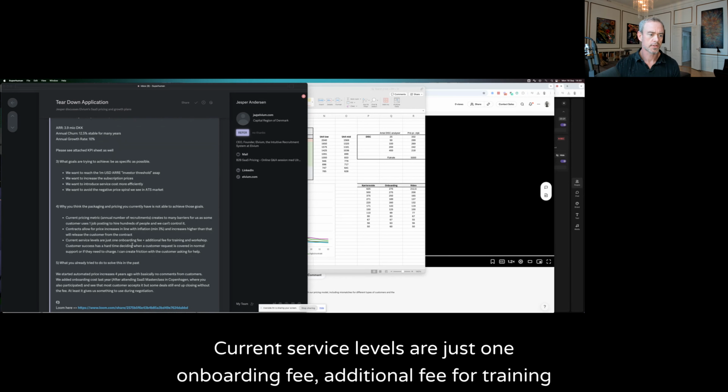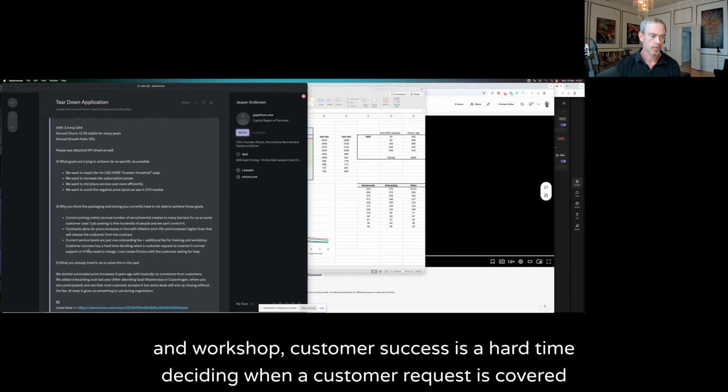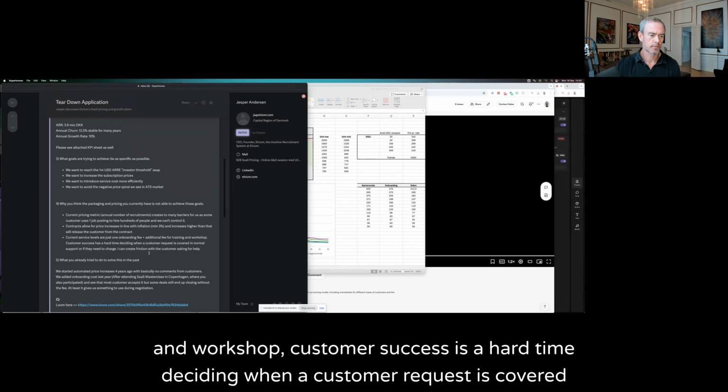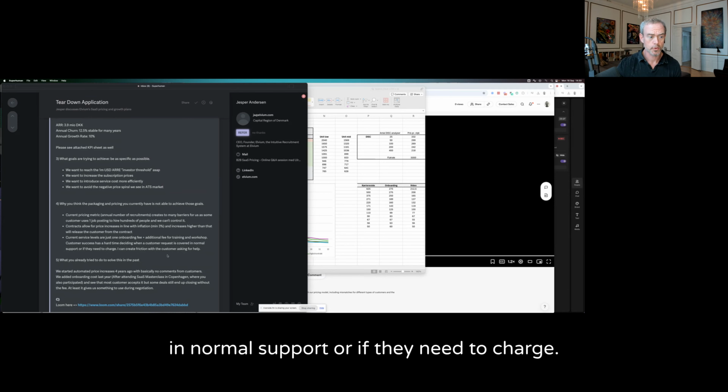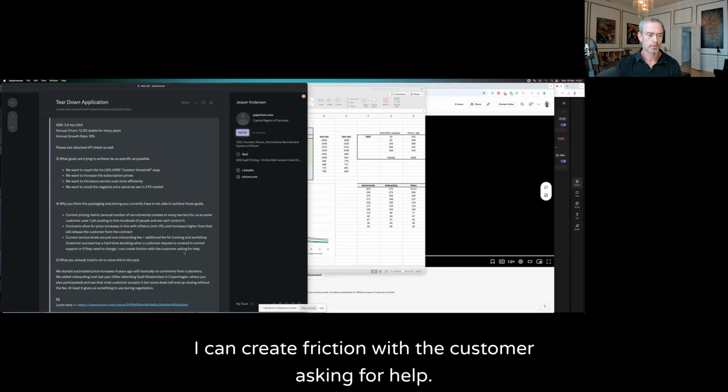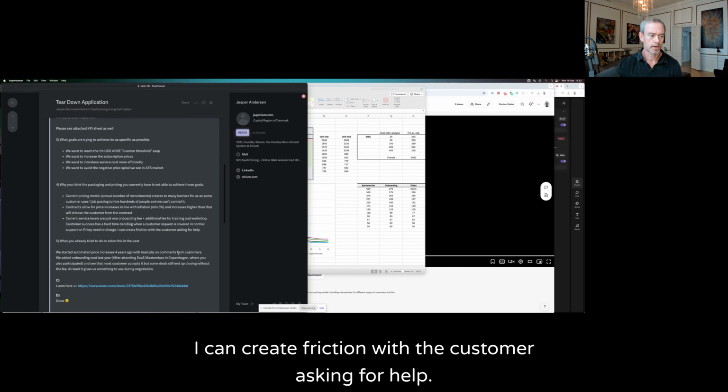Current service levels are just one onboarding fee, with an additional fee for training and workshop. Customer success has a hard time deciding when a customer is covered by normal support or if they need to charge. They can create friction with the customer asking for help.